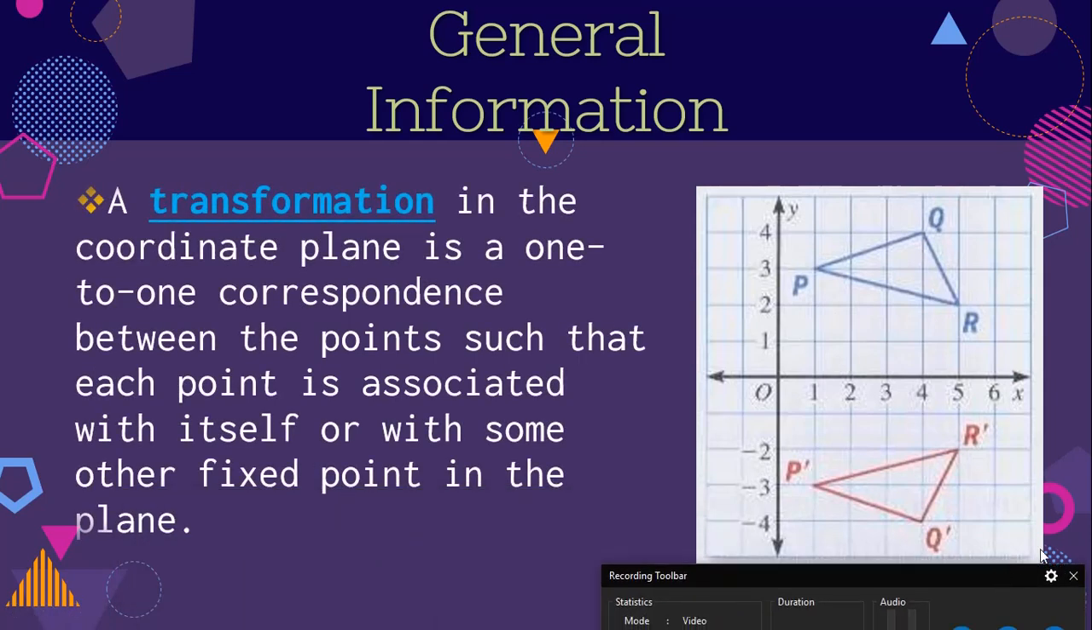This is our official definition of a transformation. Basically, we're in the coordinate plane and graphing, and each point there's going to be a one-to-one correspondence. So what's going to happen is we'll take the pre-image and we'll be able to locate the image under that transformation. So every point has to go somewhere.